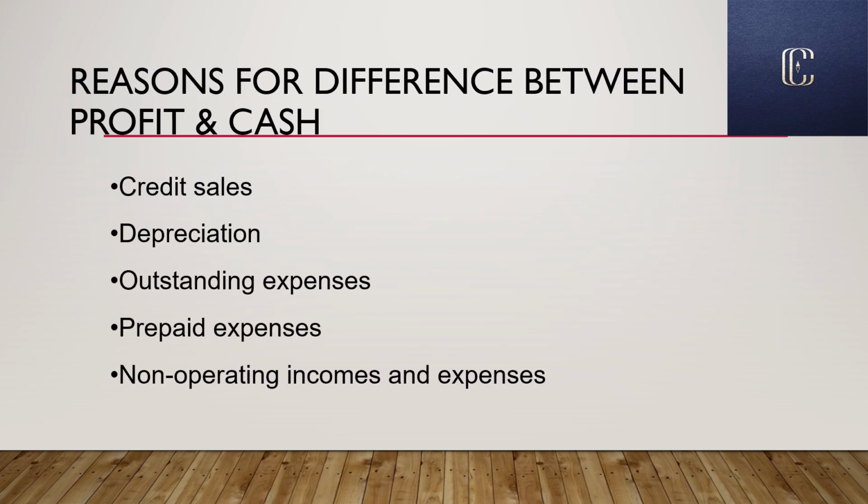Your business shows a profit of rupees 1 lakh, but your bank balance is only rupees 5,000. Where did the money go? The answer lies in understanding why profit and cash are different.